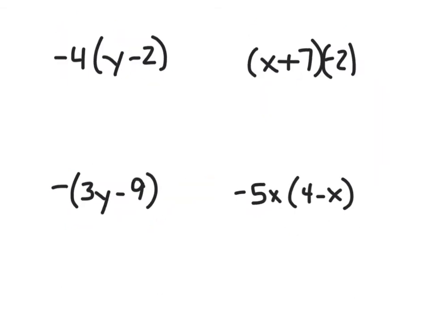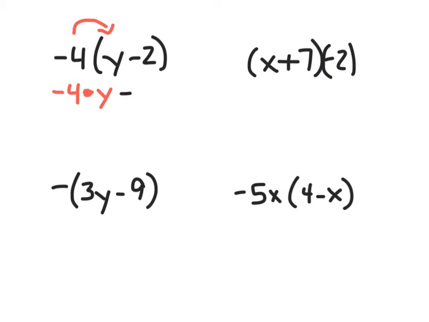In these four examples, we are distributing a negative number, and this is where many people run into trouble. So be careful when you're distributing a negative. Same process, we're going to multiply the negative 4 times the y. So negative 4 times y. Make sure that looks like a times sign there.